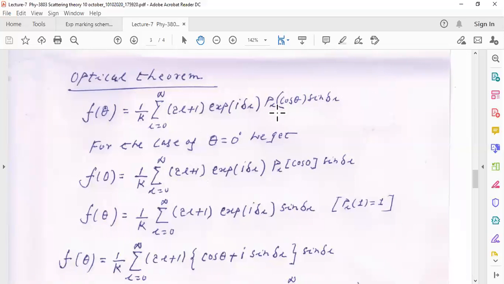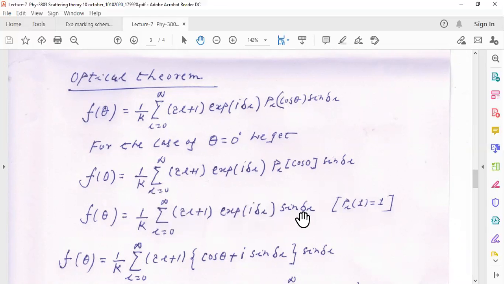Because here you have P L of cos theta, and cos 0 is 1, so you have a Legendre polynomial with argument 1. P L of 1 is always 1, which we have already calculated when we studied the spherical harmonics. So now this expression gives you 1 upon k, sum over L equal to 0 to infinity, of 2L plus 1 exponential of i delta L sin delta L.